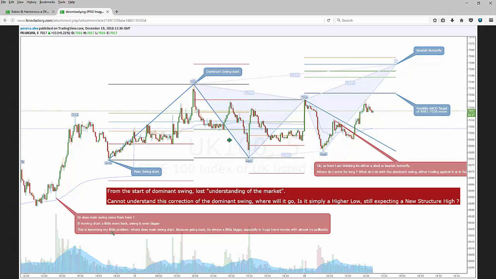This is becoming my little problem. Where does the main swing start? Because going back, it's always a little bigger, especially in huge trend moves with almost no pullbacks. All right, this question is easy to answer, because what we're looking for is main highs at clear highs and clear lows, clear highs and clear lows. This is not a clear low. This is the clear low right here. This is either a correction or something. I don't know what's behind it.